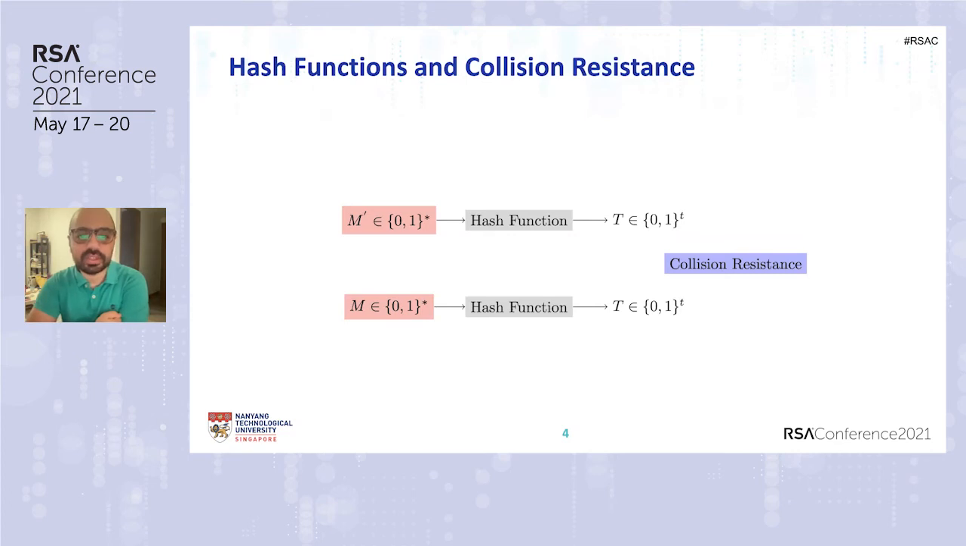So what's a hash function and what do we mean by collision resistance? A hash function is a function that takes binary input strings of any length and outputs a fixed length tag that is related to such inputs. It's like a fingerprint. By collision resistance, we mean that we cannot find two different messages that lead to the same tag. By that, we can use the tag as an identifier of the message.